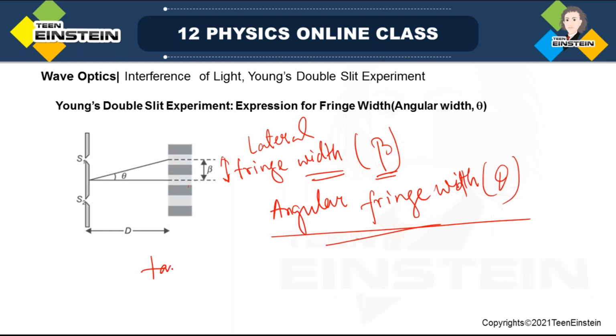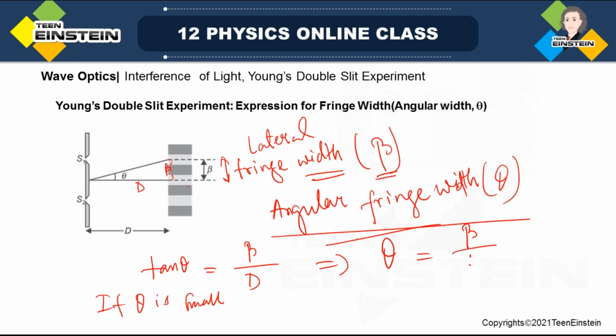See, if I write tan theta, what can you write from this geometry? This is nothing but beta, and this is capital D. So what I can write is beta by capital D, perpendicular by base. If theta is small, for small angle approximation, theta is equal to beta by D, and we have found the expression for beta, that is capital D lambda by small d, divided by capital D. D cancels, and you finally get lambda by small d.